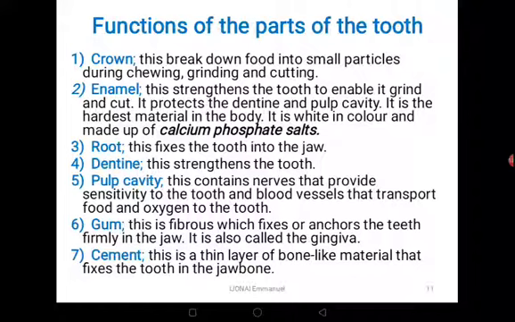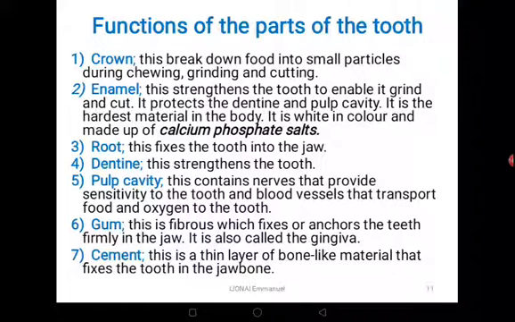Then we have the pulp cavity. This contains nerves that provide sensitivity to the teeth, and blood vessels that transport food and oxygen to the tooth. Remember that the teeth keep on growing. Your teeth grow. They increase in size. They also increase in width. So therefore they need materials to enable that growth. So the capillaries are responsible for that purpose, to supply the teeth with necessary material for growth and development.